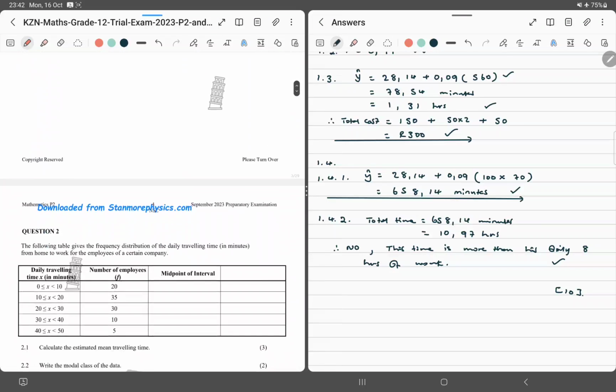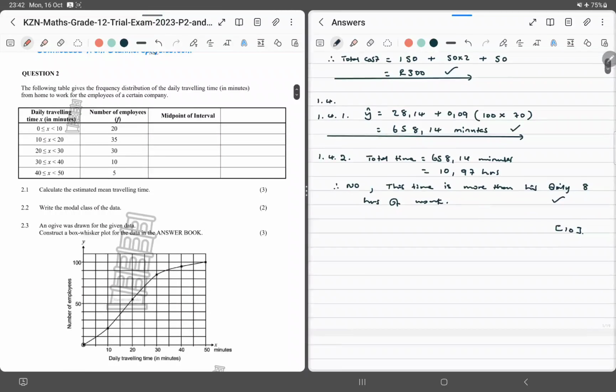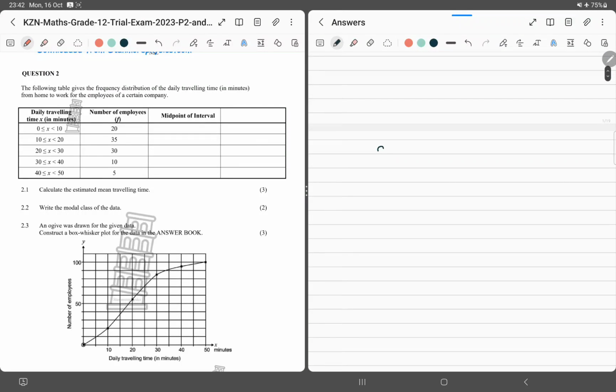Okay, so let's move on to question 2. We always get 2 questions on stats, right? Now question 2, we are told here, the following table gives the frequency distribution, the daily traveling time in minutes. Again, pay attention to the unit of measurement from home to work for the employees of a certain company. Now we can see we're dealing with grouped data here. Of course, this table is already trying to tell us that we need to fill it up. So let's just fill it up nicely.